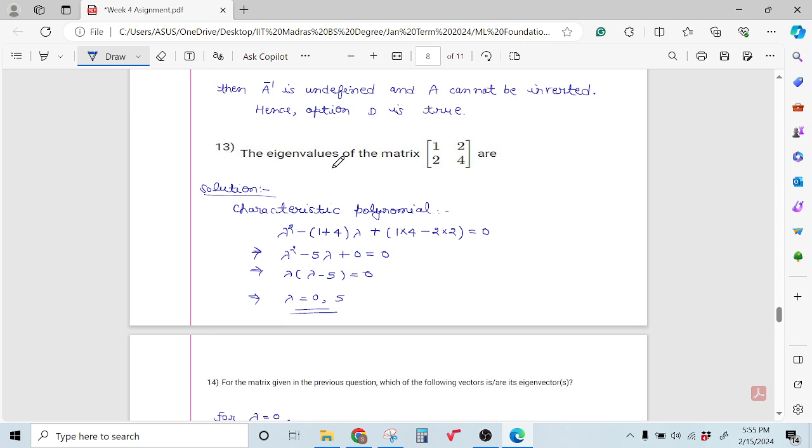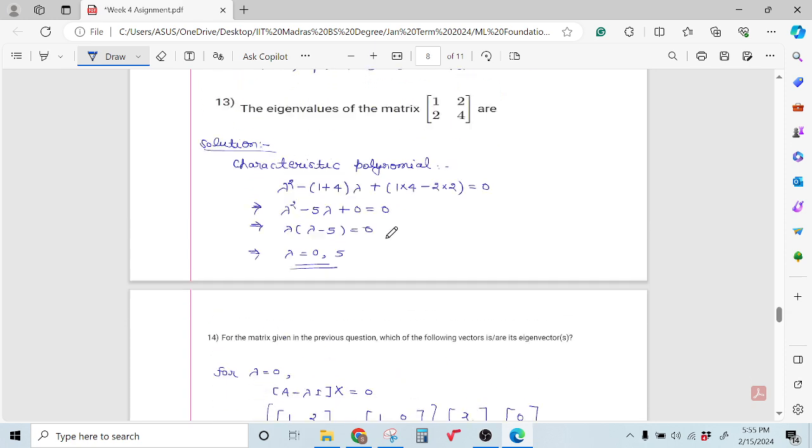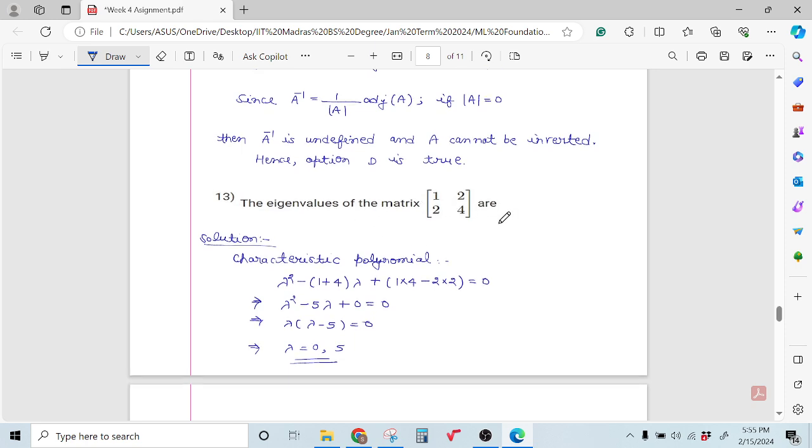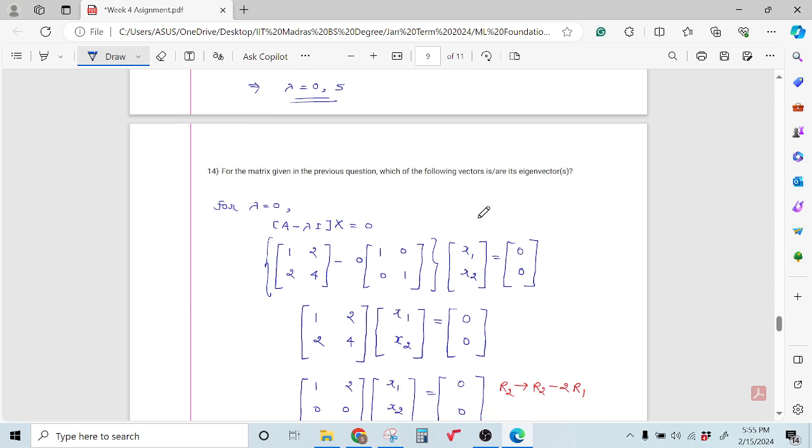The next problem is the eigenvalues of matrix R. Again the characteristic polynomial will be lambda square minus the trace times lambda plus the determinant. The trace of this matrix is 4 plus 1, which is 5, and the determinant of that matrix is 4 minus 4, which is 0. So lambda square minus 5 lambda is equal to 0. Taking lambda outside, we get lambda times lambda minus 5 equal to 0. So the value of lambda will be 0 comma 5. The eigenvalues of the matrix are 0 and 5. Let us solve the 14th problem.